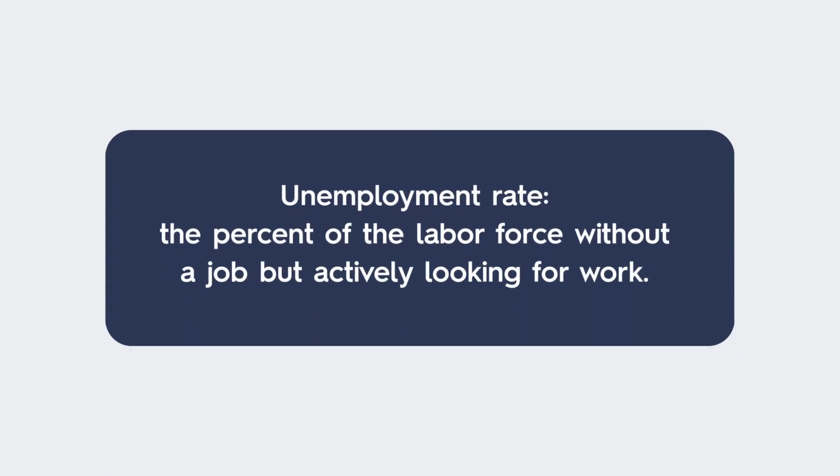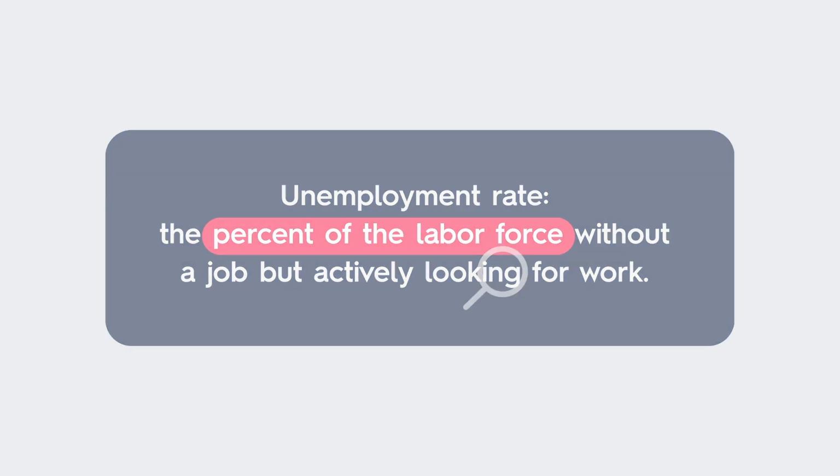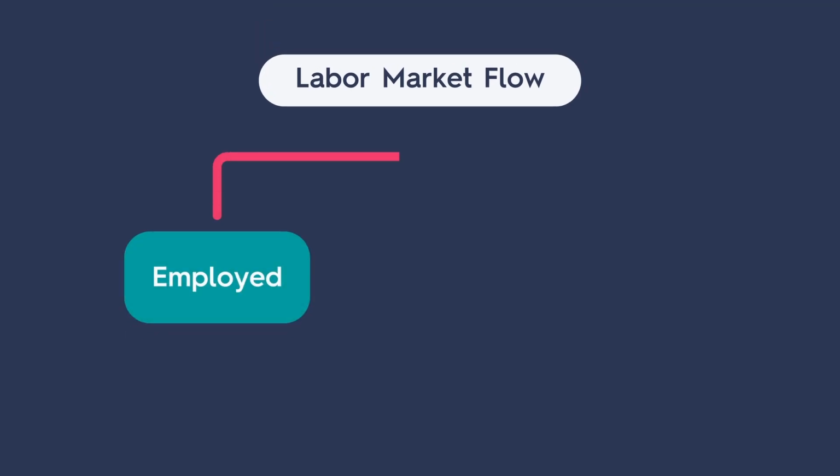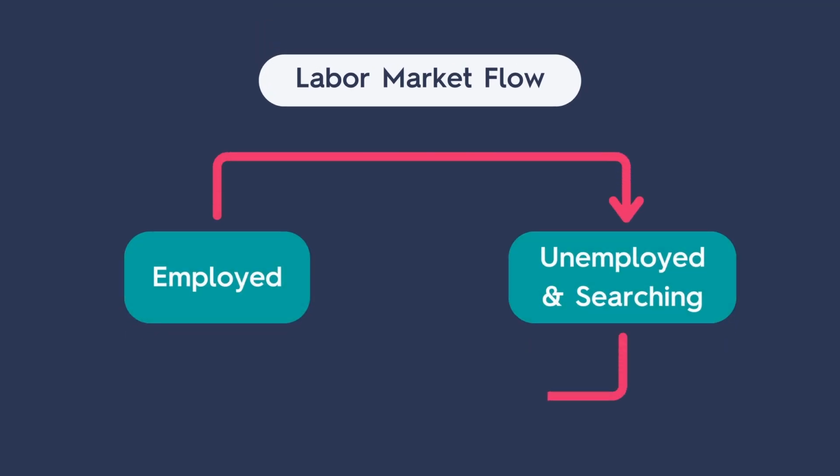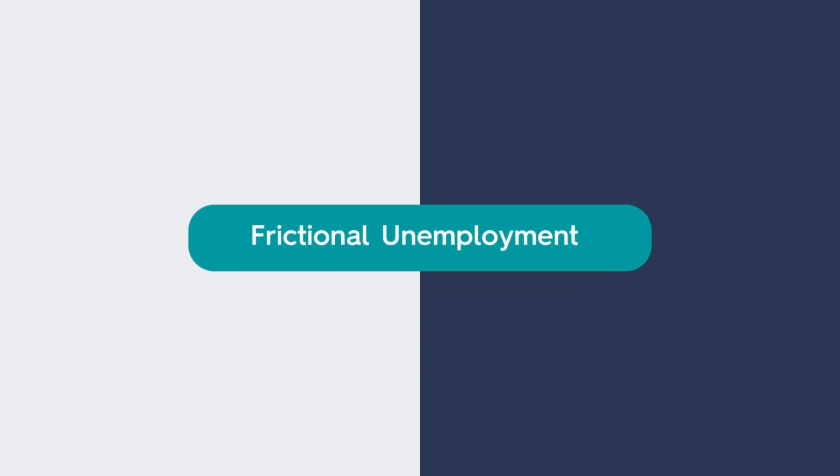First, the big idea. The unemployment rate measures the percent of the labor force without a job who are actively looking for one. That detail matters. Actively looking. In a healthy economy, people constantly move between jobs. That normal movement, or churn, creates a common type called frictional unemployment. Here's what that looks like in practice.